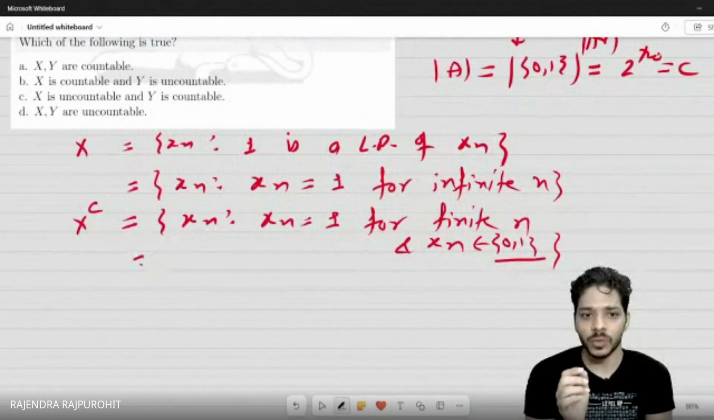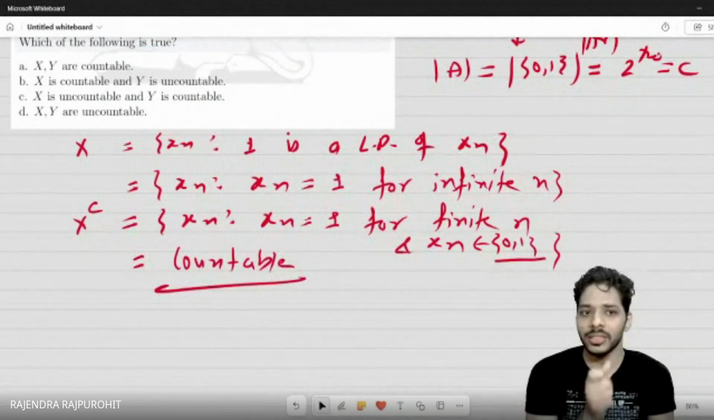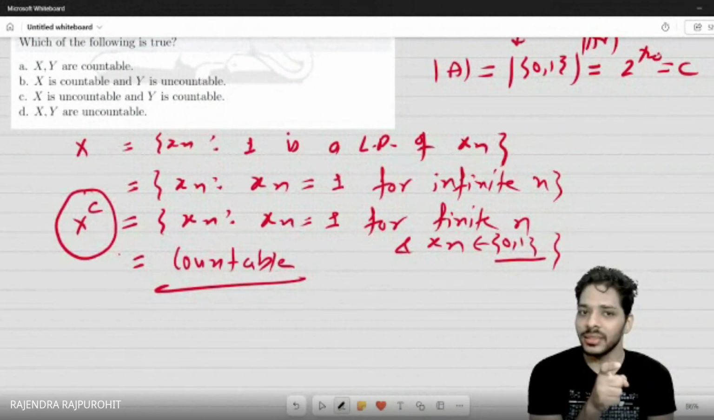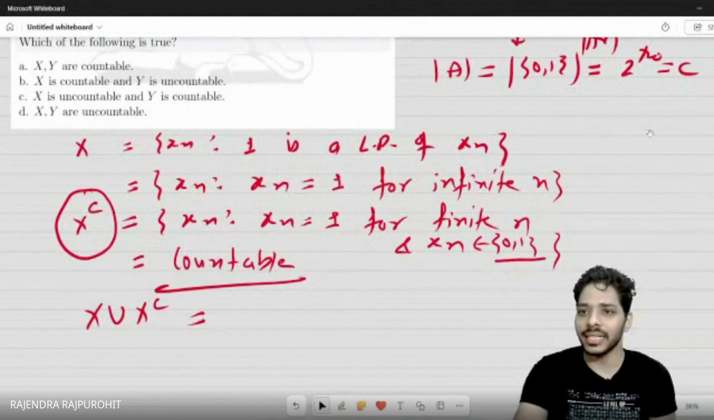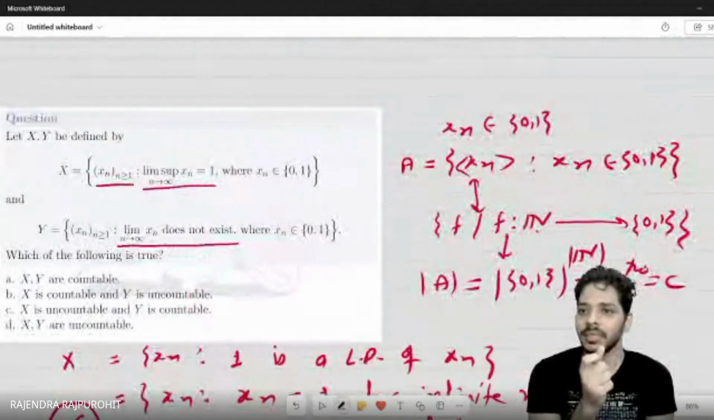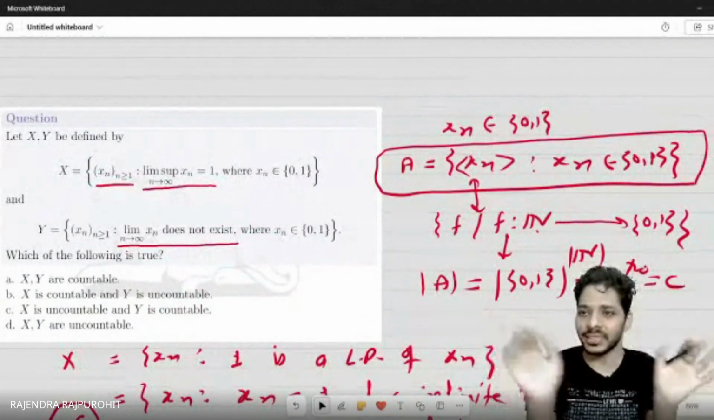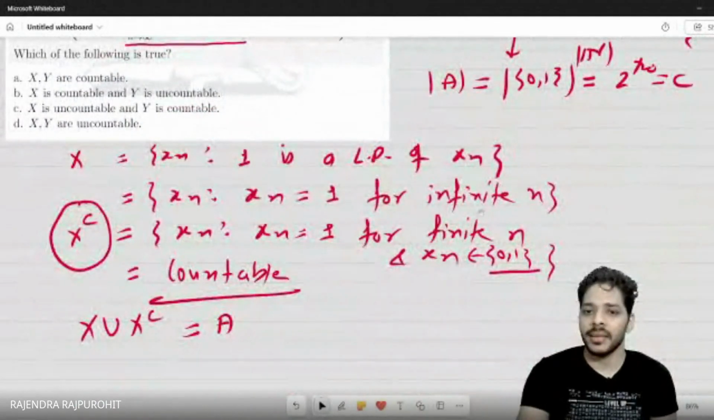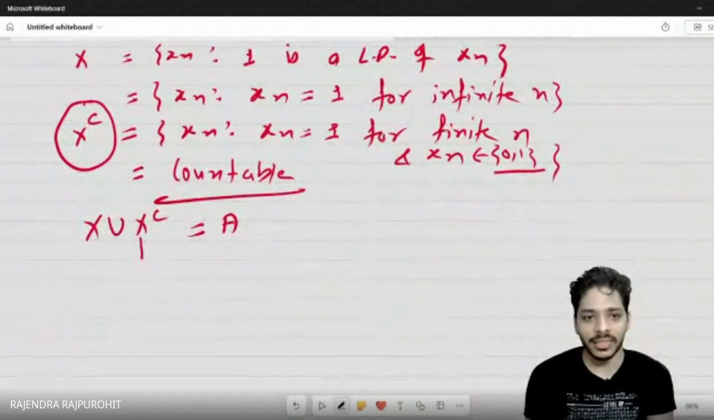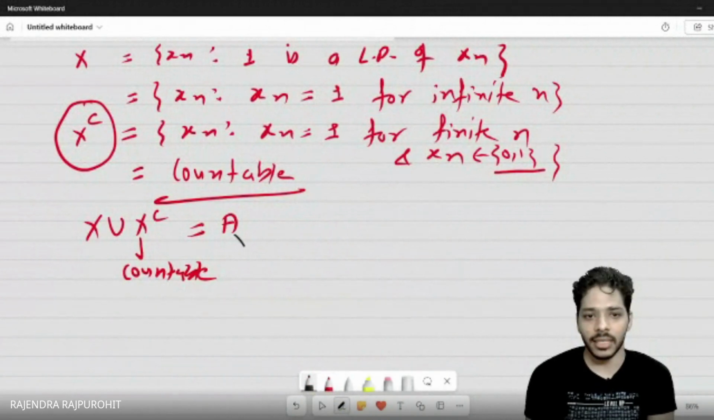Is it countable? Obviously, I think you know that. So the complement is countable, and if you take X union X complement, then you get this set A, all the sequences. Now we know that this is countable. We also know that this is uncountable.